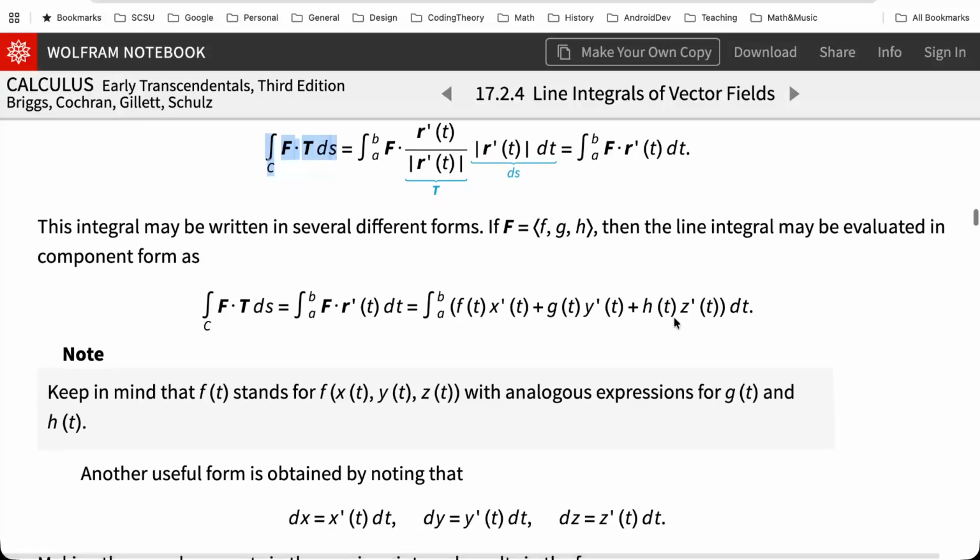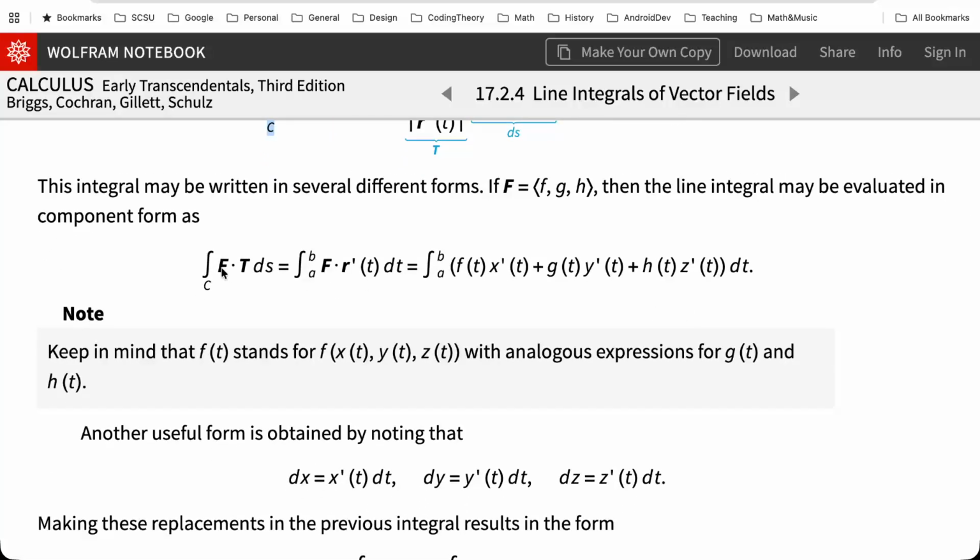But wait, we're not done. That just explains the first two things on the next line. F dot T ds, sort of where we started. Then F dot r prime dt, that's mostly just moving us to being able to work in t coordinates rather than arc length, which may not even be calculable. But what is this next thing saying?